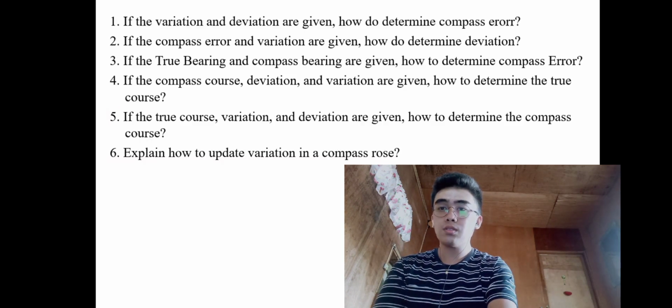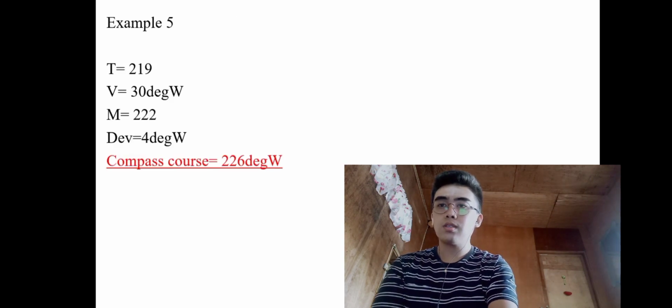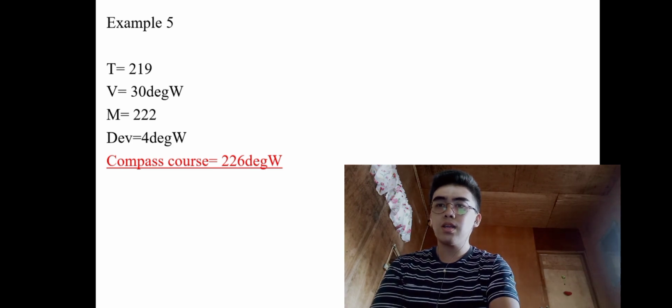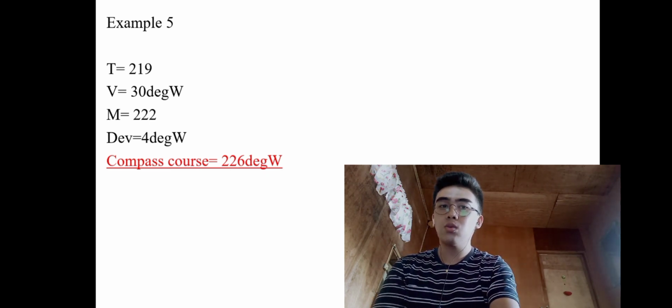So next question is, if the true course, variation and deviation are given, how to determine the compass course? So here we do the true to compass method. In my example, true we have 219 degrees, variation 3 degrees west, deviation 4 degrees west. So we must, if west we must add, if east we must subtract. So we must add the true course and the variation, so we can get the magnetic course 222, and then we must add the magnetic and the deviation because the deviation here is west. So the compass course here is 226 degrees. Why west? Because they are the same names.